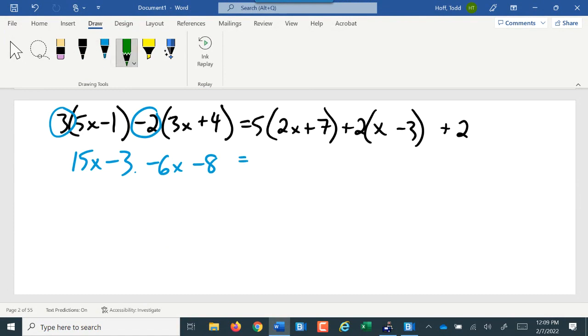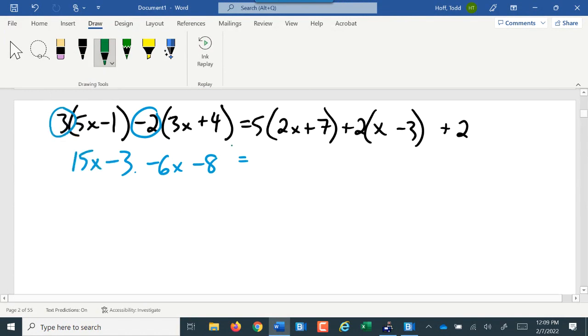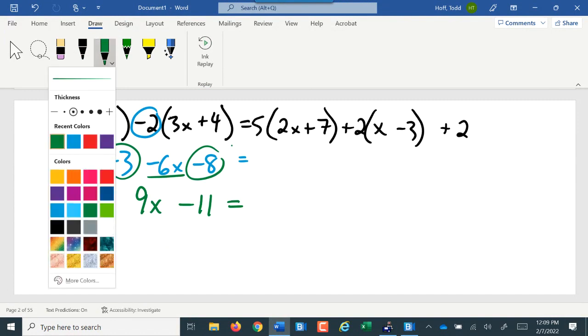Now before we move over to the other side, we're going to keep combining more. There's more to combine on the left side here. 15x and negative 6x is 9x. Negative 3 and negative 8 is negative 11. That's everything we can combine on the left side. So now we'll go over to the right side.